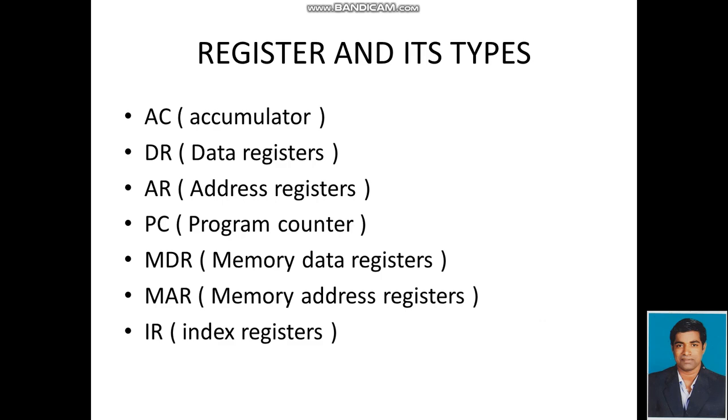Registers and its types. Here, the accumulator is the main primary register through which we are passing the first data, and the second operand is sent to the ALU by using registers, general purpose registers, and DR is data registers, AR is address registers, PC is program counter, MDR is memory data register, MAR is memory address register, IR is index register.